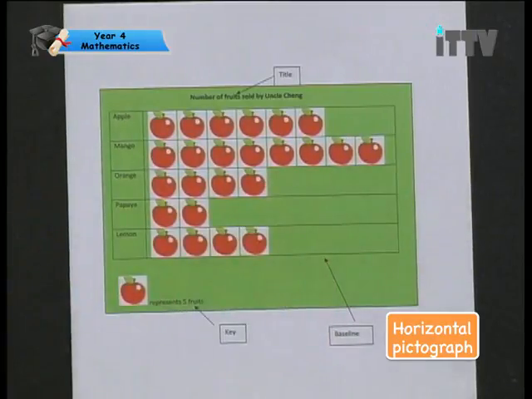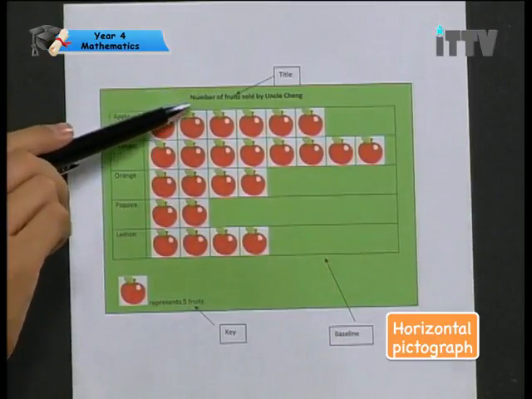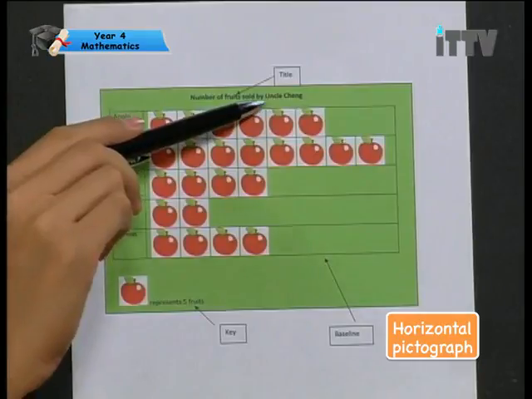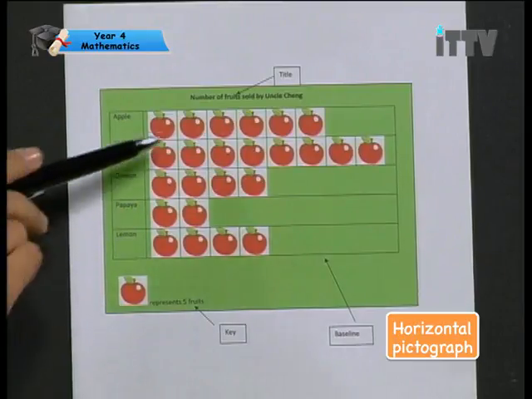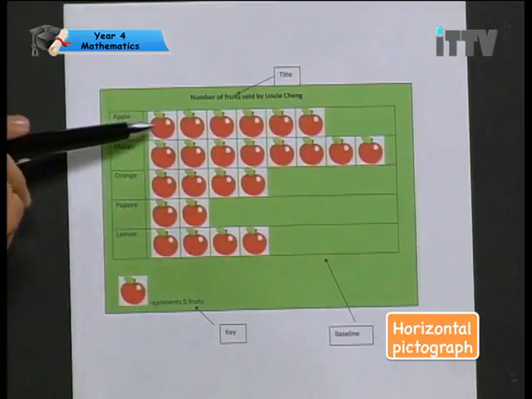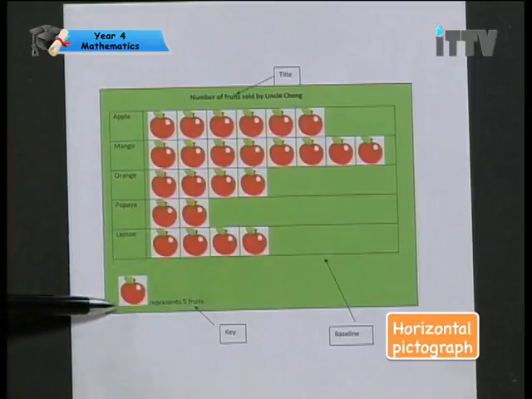Okay? Now, this is the title. Number of fruits sold by Uncle Cheng. Alright? And here we have the different types of fruits and we have pictures here. What does each picture represent? We take a look.